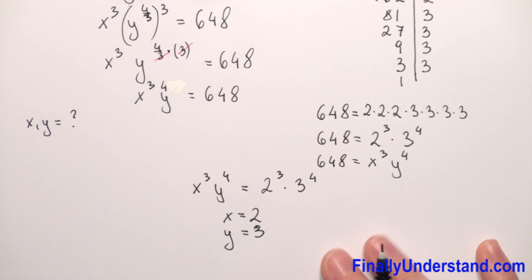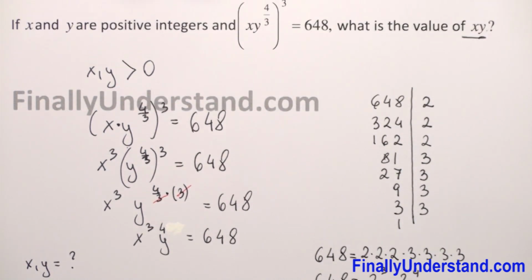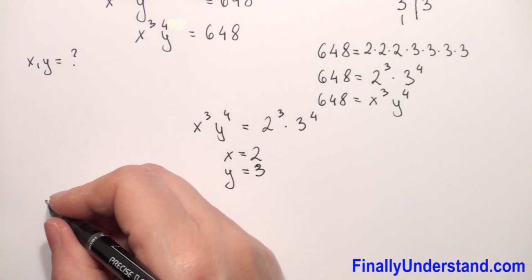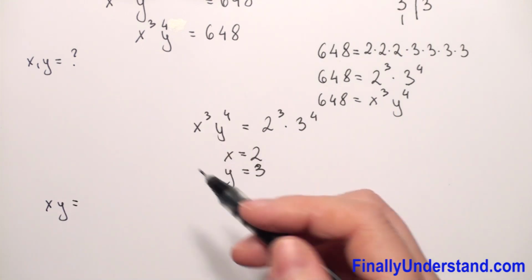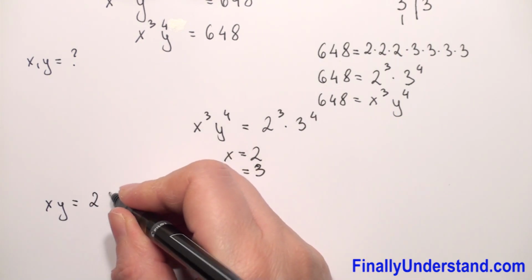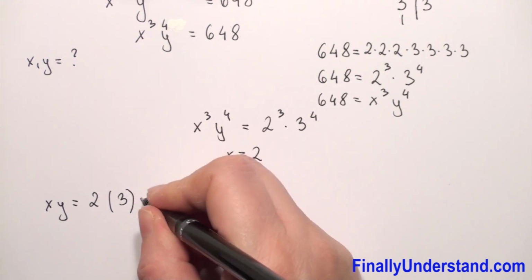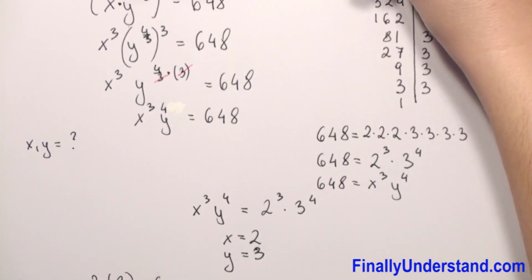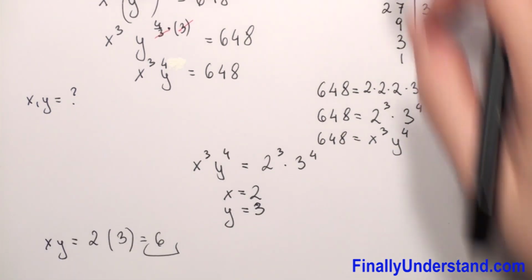So we found x and y. Now we can find the value of x times y. x times y, we'll substitute x by 2 and y by 3. 2 times 3 is 6. We found the value of xy. This is my solution.